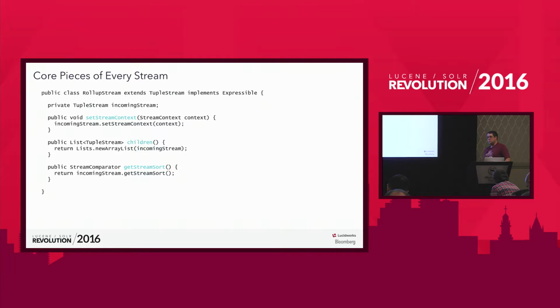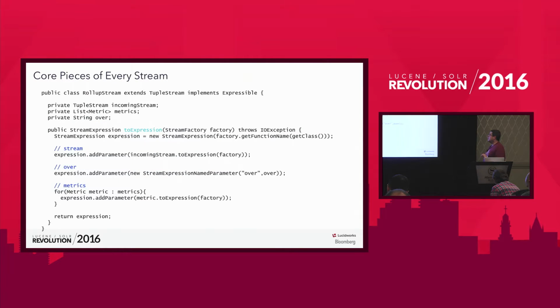So let's fail before we give anything back. Okay. The toExpression function is doing the inverse of what the constructor was doing. It's taking your instance and converting it back into a stream expression. Now, it's not converting it into the string representation of that, just the object model in the stream expression class.